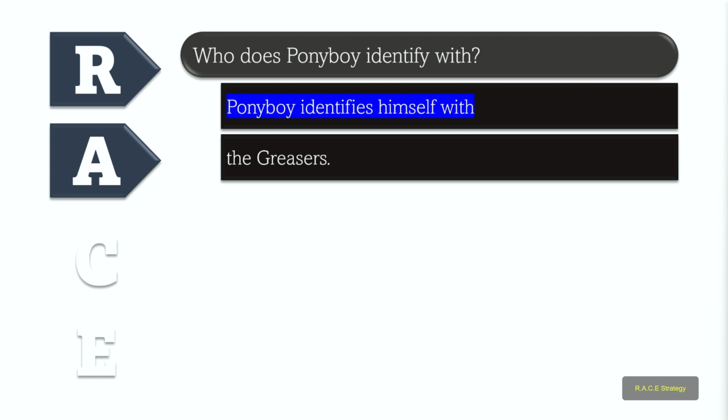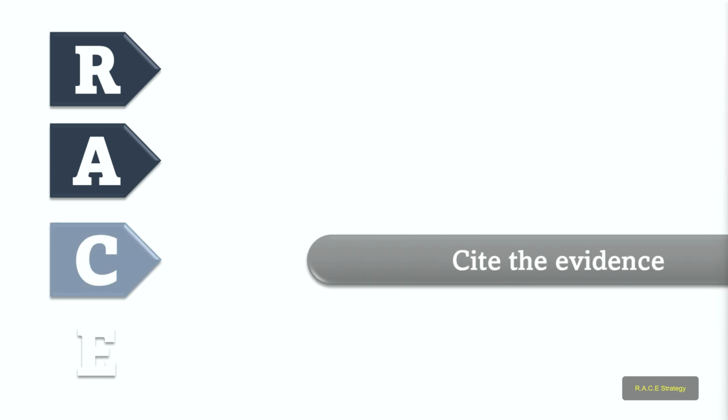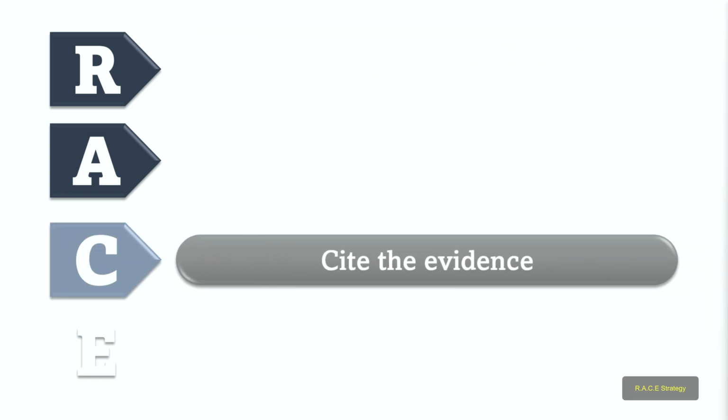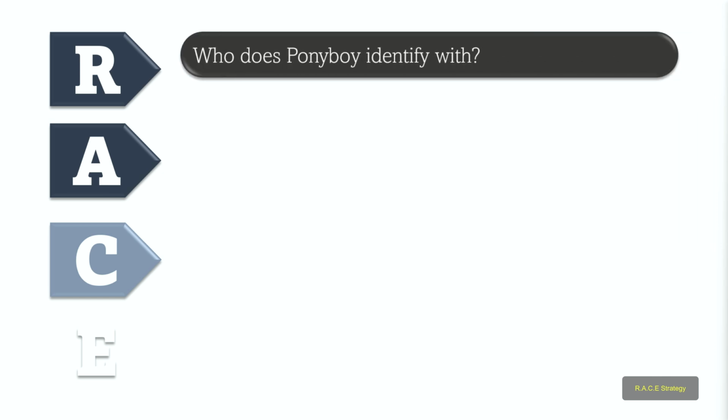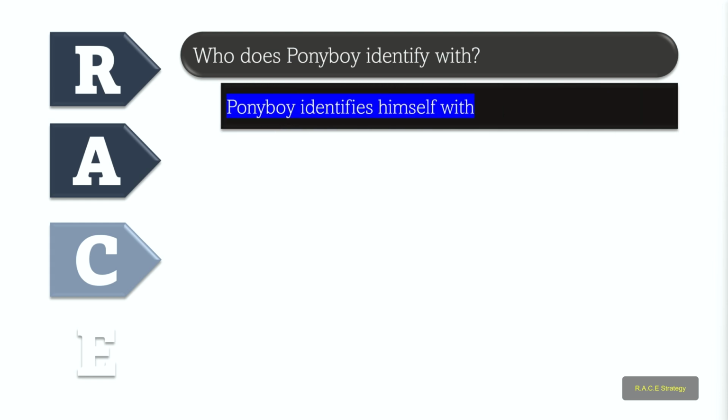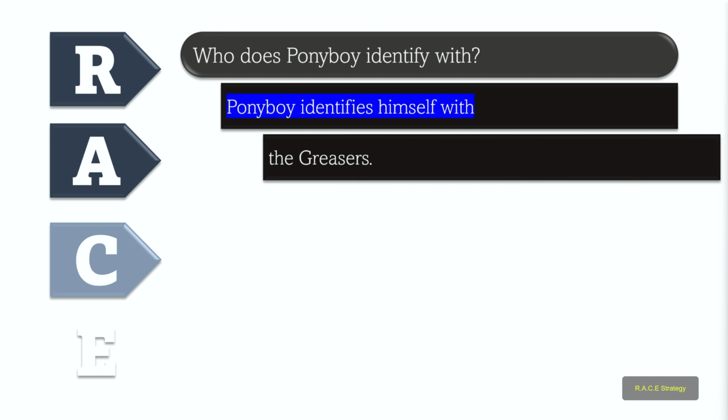Time to move to the C, which means cite the evidence. I must quote or paraphrase as many facts as possible from my source to support my answer. So let's see how this plays out. I have the question, who does Ponyboy identify with? I have restated the question, Ponyboy identifies himself with the greasers. That's the answer. But before moving on, let me combine the R and A together in a single place.